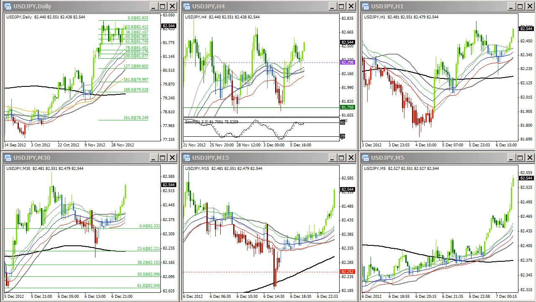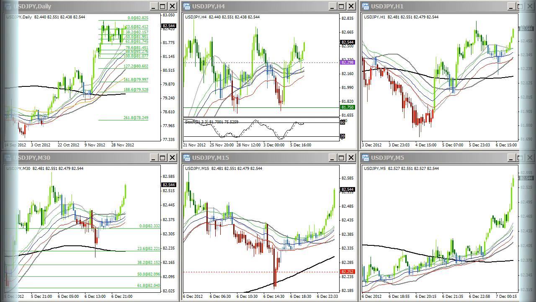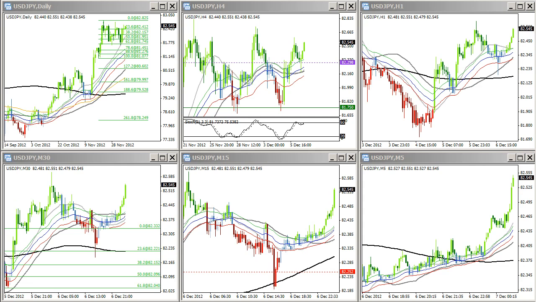So we'll start off with a look at each one of these pairs, one by one, and then we'll move on to the power stats and the volatility study, as well as discussing the spread, the cost per trade. So we'll take each pair one by one.